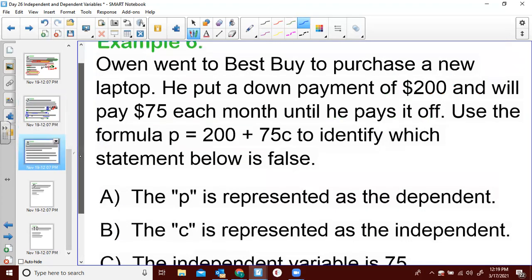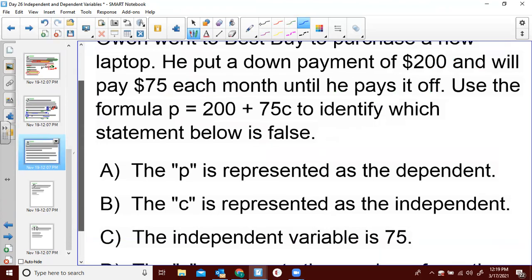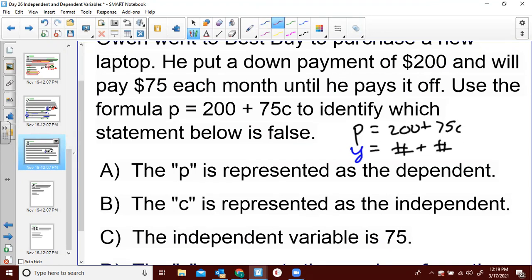Owen went to Best Buy to purchase a new laptop. He put a down payment, that's a one-time fee, for $200 and will pay $75 each month until it's paid off. He uses the formula P equals 200 plus 75C. All right, well, we know that our normal formula would be Y equals, well, up here we have a number plus a number and our X. So don't let the fact that our 200 and our 75C have switched places. It's the same idea, but because it's addition, you can move things around like that.